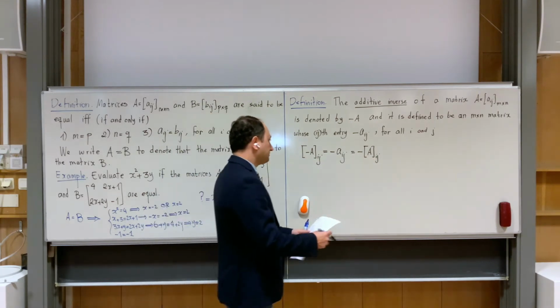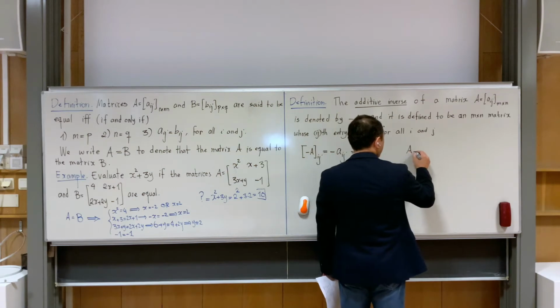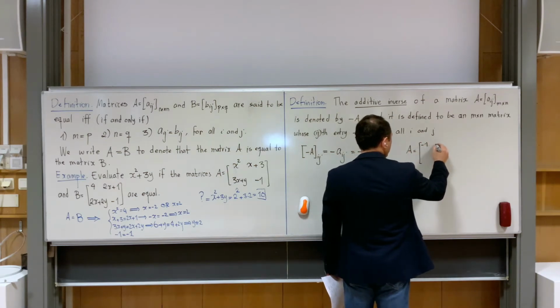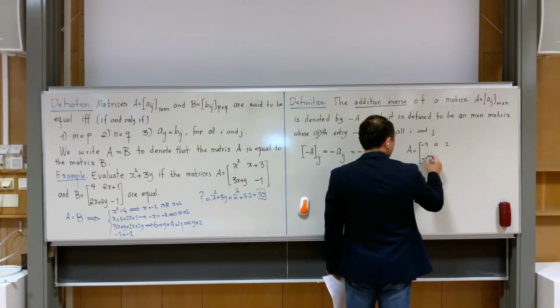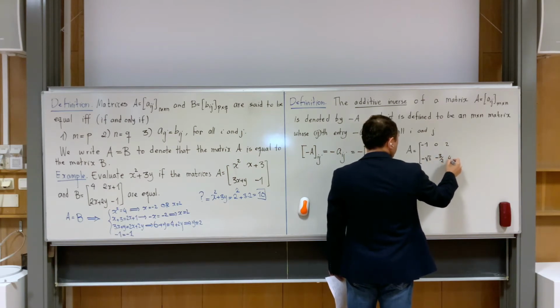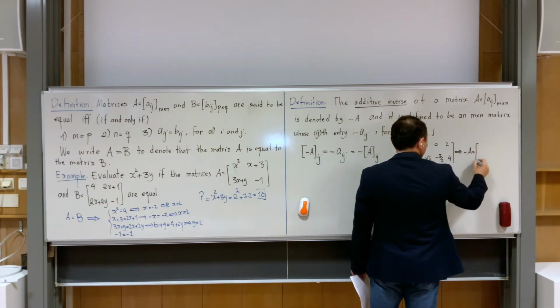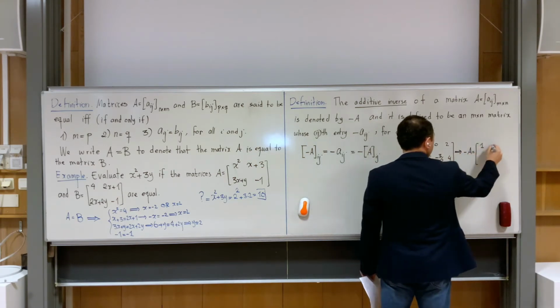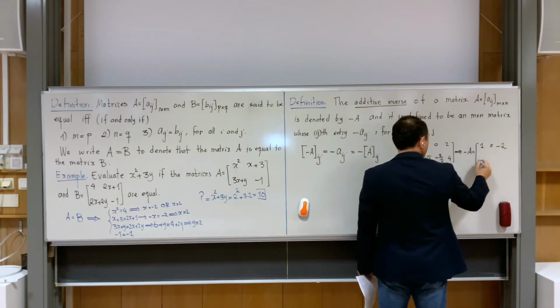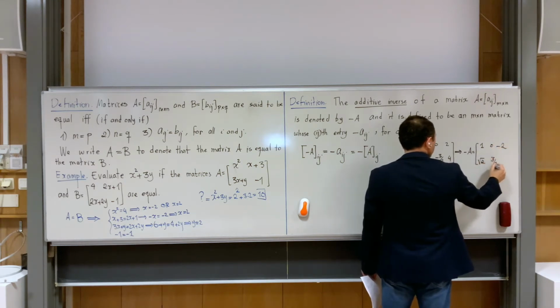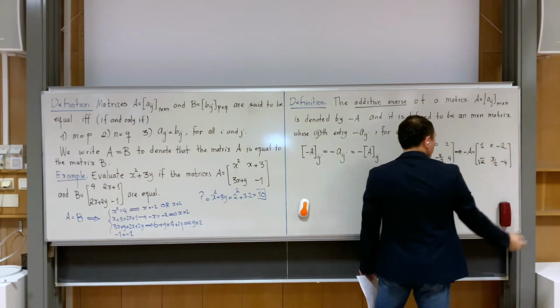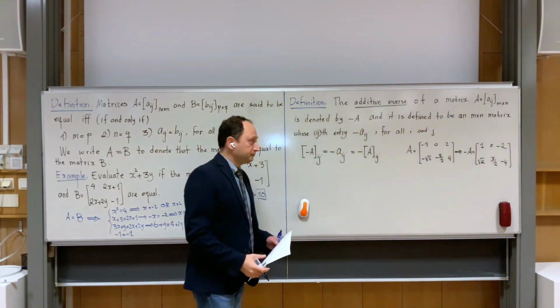So for example, a simple example, if my matrix is something like this: minus 1, 0, 2, minus square root of 3, minus square root of 2, minus 3 over 2, and positive 4, then if I ask you what is the additive inverse of this matrix, you would say 1, 0, minus 2, square root of 3, square root of 2, 3 over 2, and finally negative 4. Very simple. Yes?